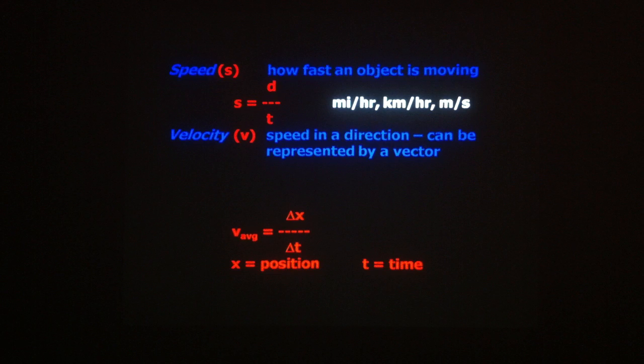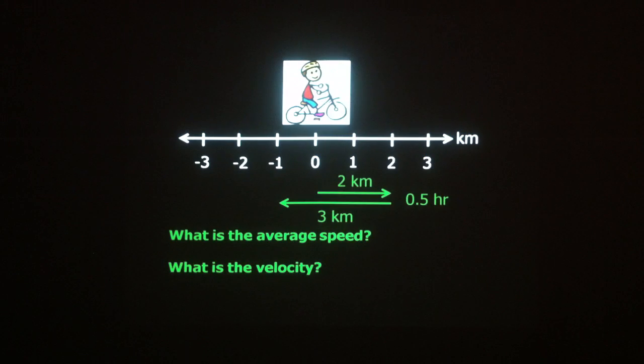So let's go back and look at this original example. Let's say this bicyclist took a half an hour to make these two movements. If we're going to solve for the average speed, we need to take the total distance and divide it by that time. Why don't you go ahead and solve that now? So what is the average speed of the bicyclist? You're going to take the 5 kilometers that the bicyclist traveled and divide by half an hour. 5 divided by a half an hour gives you a speed of 10 kilometers per hour.